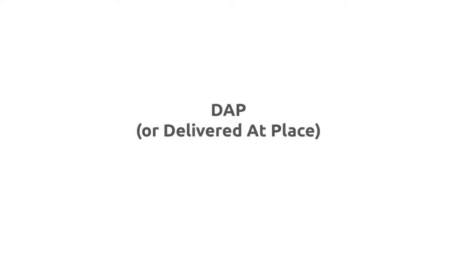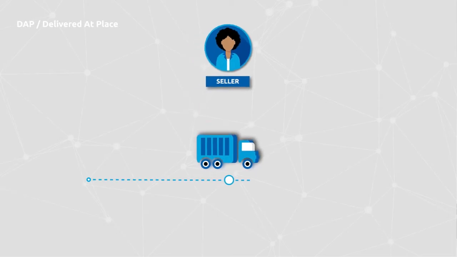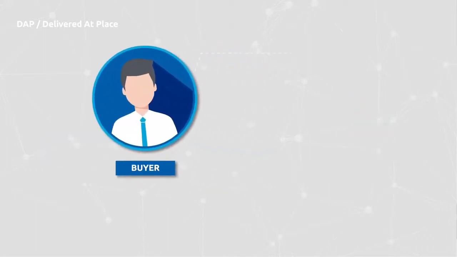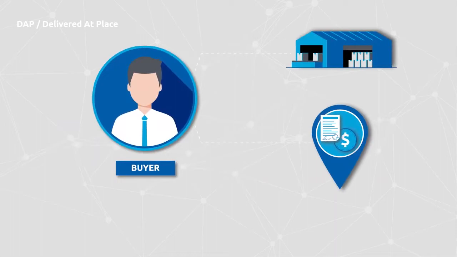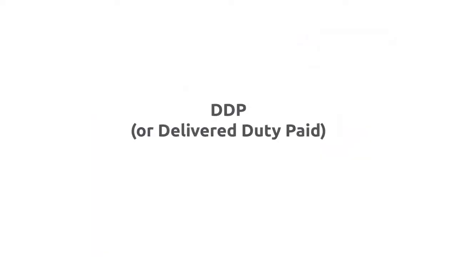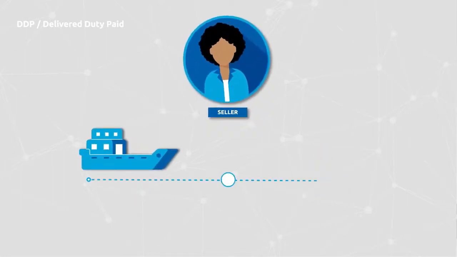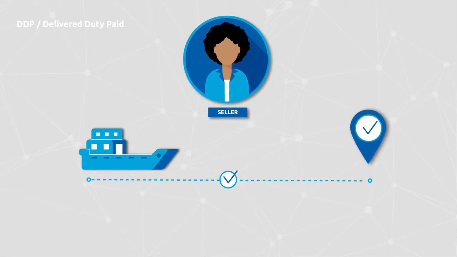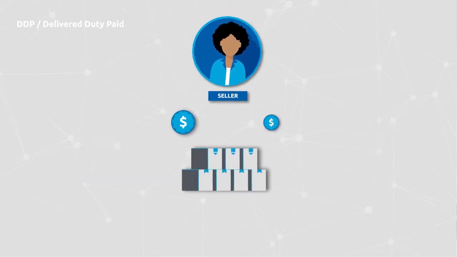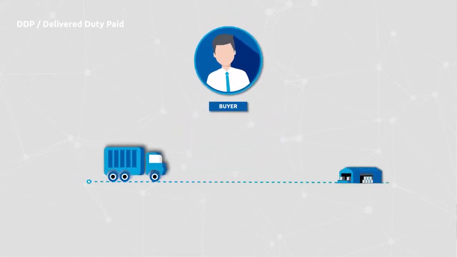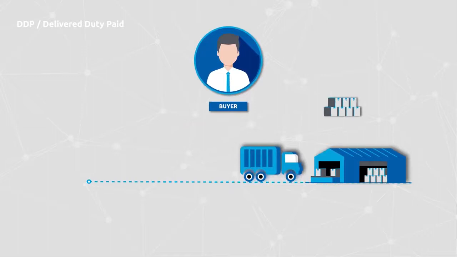DAP, or delivered at place. DAP means the seller is responsible for all charges up until the goods are delivered to the final location. The buyer is responsible for unloading these goods and any duties and taxes applicable. DDP, or delivery duty paid. This term represents the least cost and risk for the buyer. The seller is responsible for ensuring the goods are delivered to the final destination, customs cleared. This means the seller takes on all costs and liability for the entire shipment. The buyer is only responsible for unloading goods from road transport upon arrival at their premises.